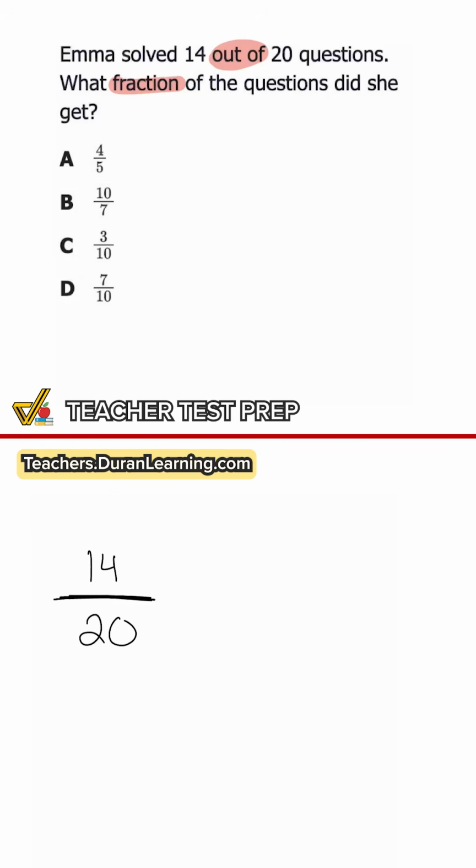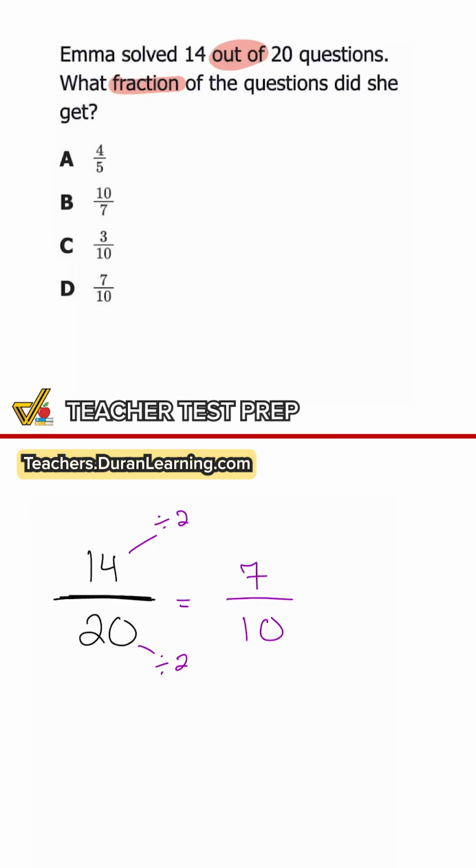And simplification is dividing the same number out of the numerator and denominator that can be divided out. 14 and 20 are both even numbers. So I'm going to start off with dividing by 2. Once I do that, we have 14 divided by 2 is 7. 20 divided by 2 is 10.